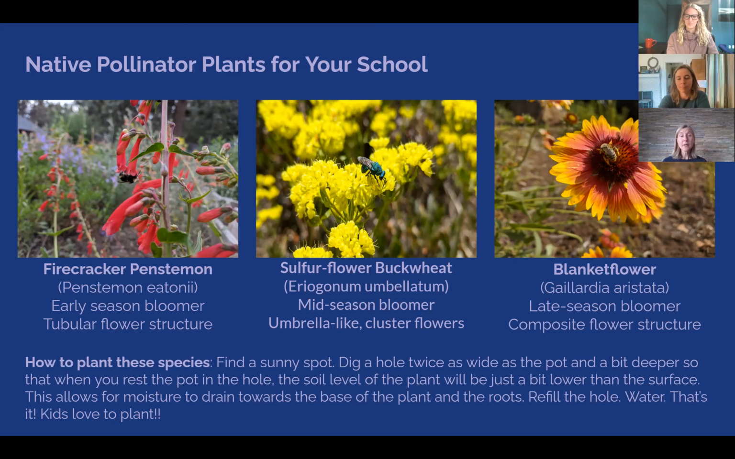Again, our native pollinator plants are adapted to our native soils, so they will be happy. You don't need to add any soil amendments to these particular plants. Just plant them wherever you've got sun and some access to water. At this time of year, you probably won't need to add any extra moisture because we're having lots of precipitation. So firecracker penstemon, sulfur flower buckwheat, and blanket flower, fantastic all-around workhorses for pollinators in our area. And thank you for Deschutes Soil and Water Conservation District for providing you with those plants.